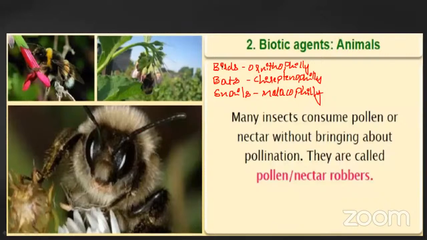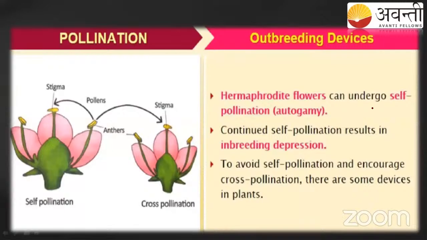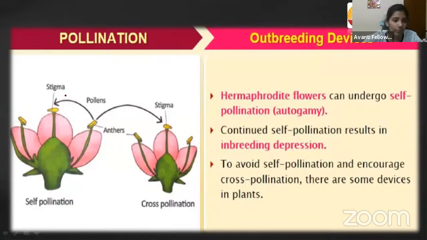The last topic is outbreeding. So what do you mean by outbreeding? There are some flowers which adapt for cross-pollination. And there are some bisexual flowers which are supposed to undergo self-pollination, but to avoid that, what happens? The plant develops some devices or techniques to avoid the self-pollination.